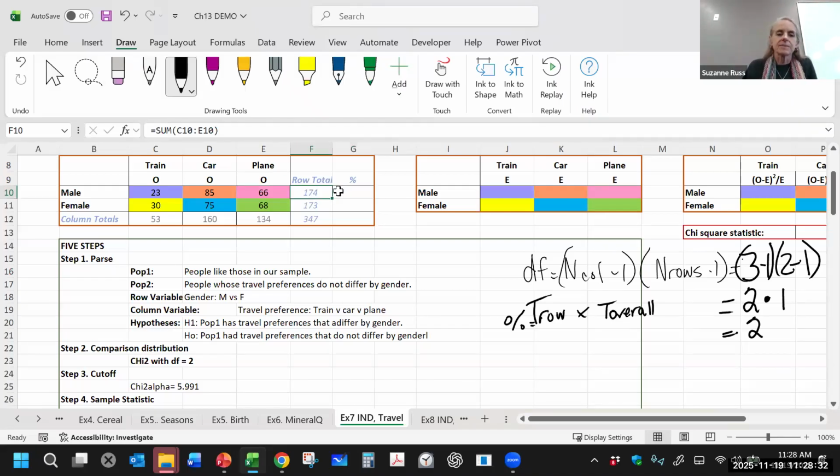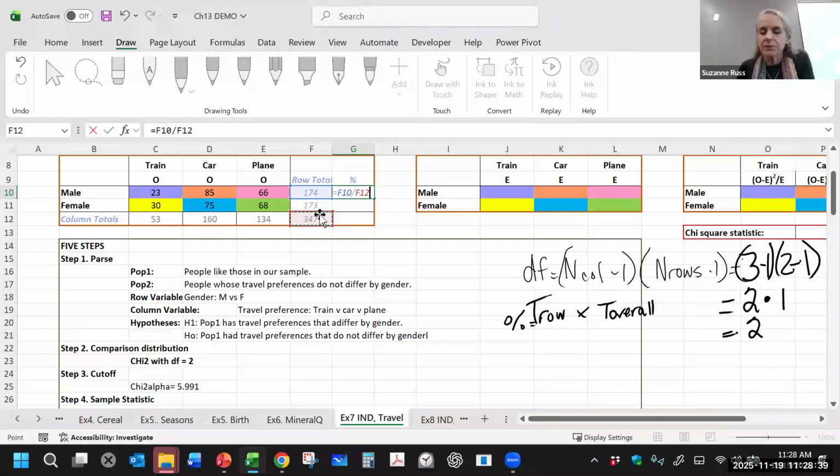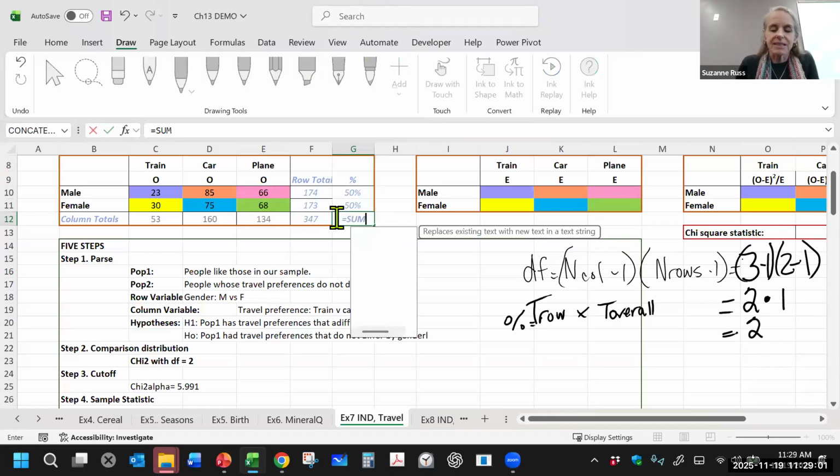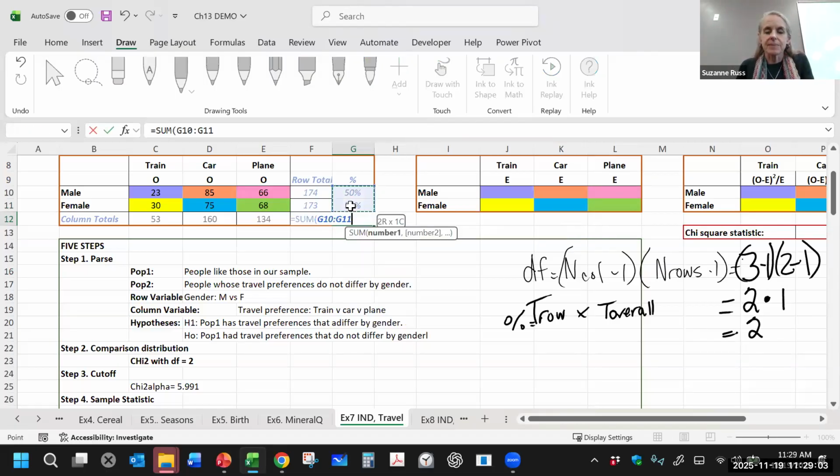So let's get our percents. Here's our row total, and let's get our equals. Take our row total and divide by the overall total. That's 50%. It's rounded. If it were stated as a decimal, we'd say that it's slightly different from that. And let's take our percent. This should add up to 100%. We can check it. We can see that it does, but let's go ahead and sum it.